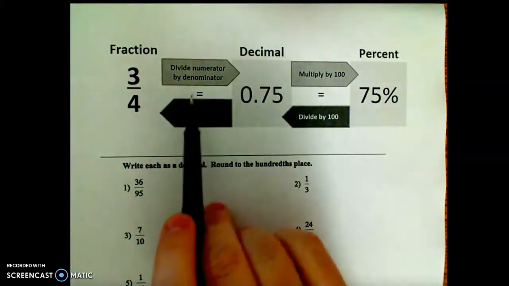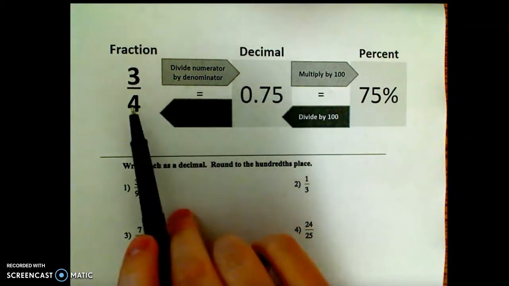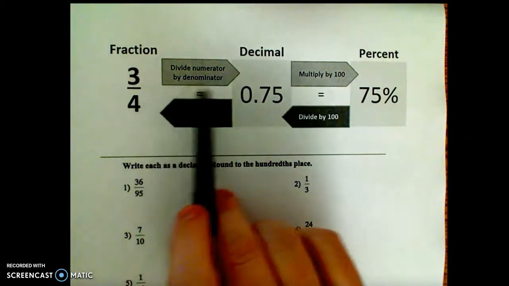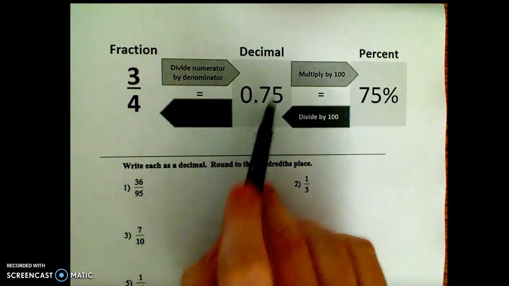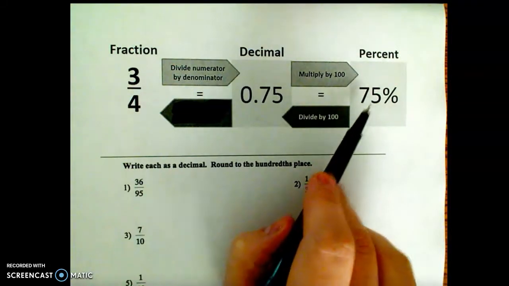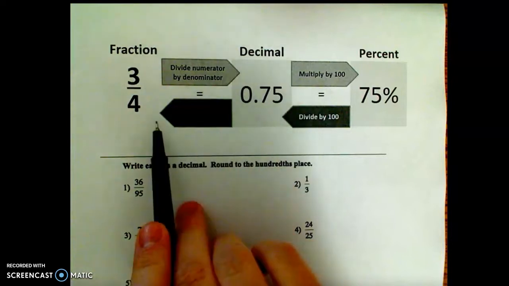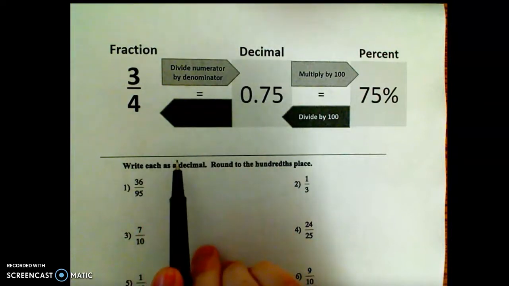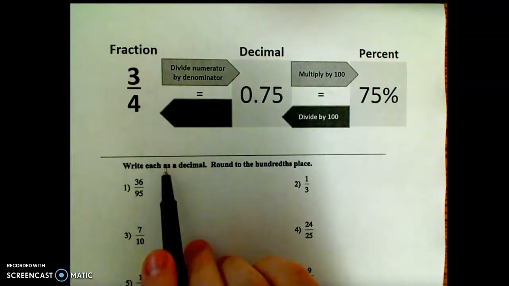Now these directions right here with these arrows tell us how to go from a fraction to a decimal, and then to a percent. And if I really wanted to, from a percent back to a decimal. Now, from a decimal to a fraction is blacked out because I don't want to worry about it today. Let's start one by one and practice with these directions.